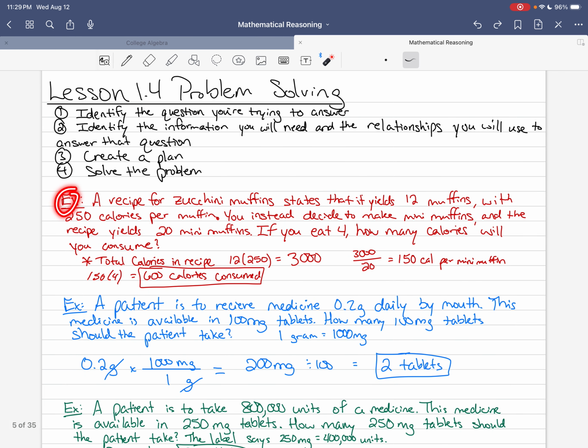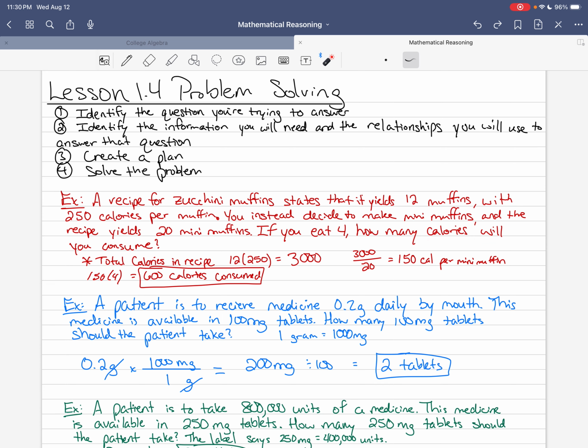So, we have an example here. A recipe for zucchini muffins states that it yields 12 muffins with 250 calories per muffin. You instead decide to make mini muffins, and the recipe yields 20 mini muffins. If you eat 4, how many calories will you consume?